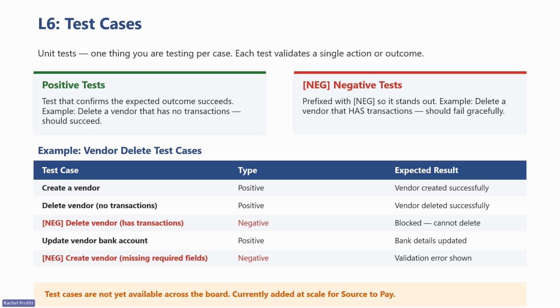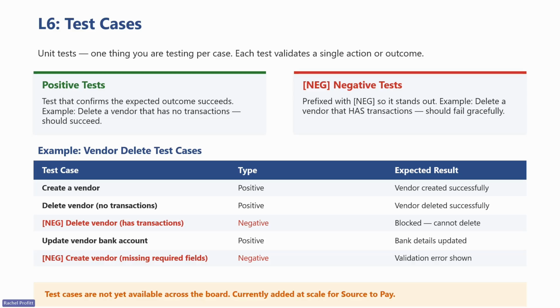So here I want to dive into the difference between positive and negative test cases in a more concrete way. Positive tests are straightforward. They confirm that things work when conditions are correct. Create a vendor, delete a vendor with no transactions, update bank details. Expected outcome is success, that we were able to create a vendor or delete a vendor or update the bank details. Negative tests do the opposite.